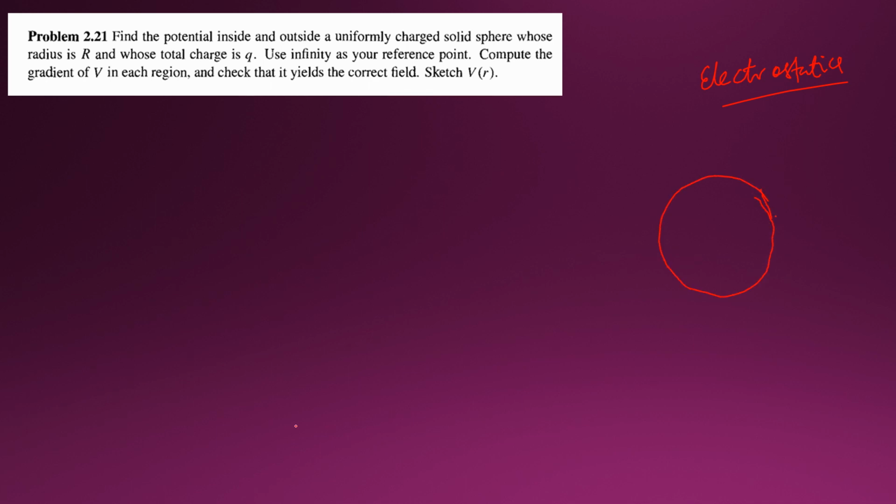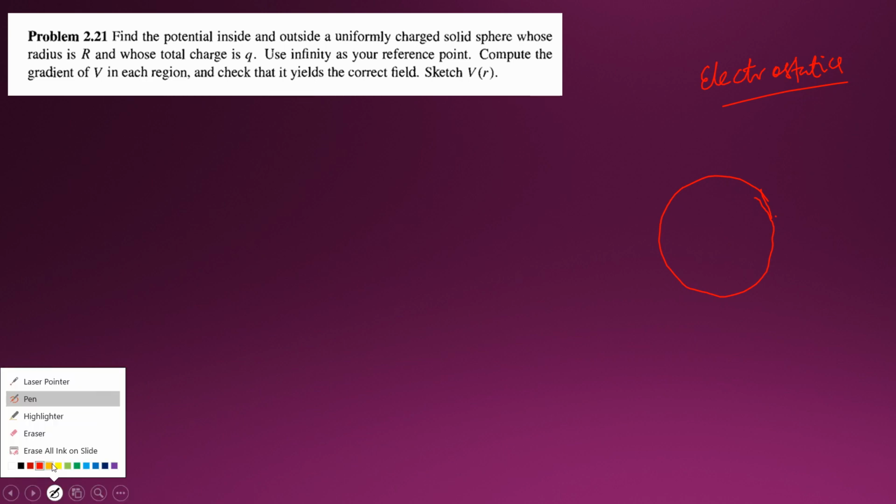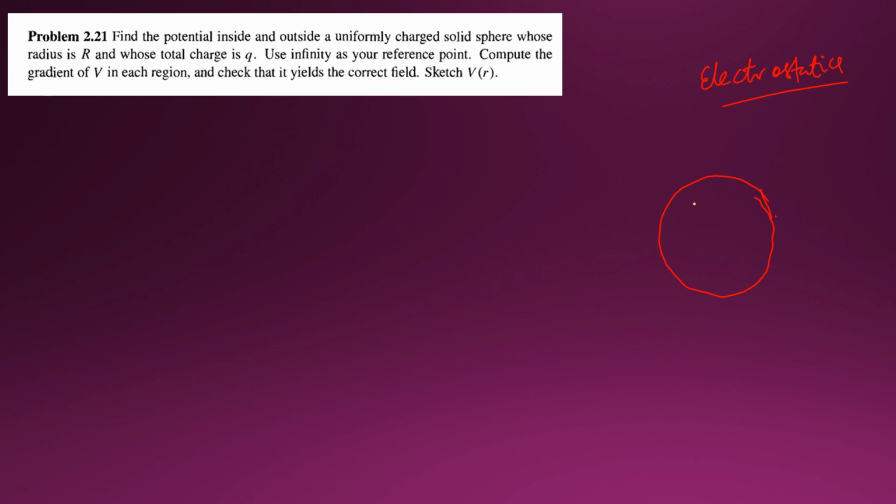So you are asked for the potential inside and outside a uniformly charged solid sphere whose radius is R and total charge is q. Use infinity as your reference point. Compute the gradient of V in each region. Check that it yields the correct field.